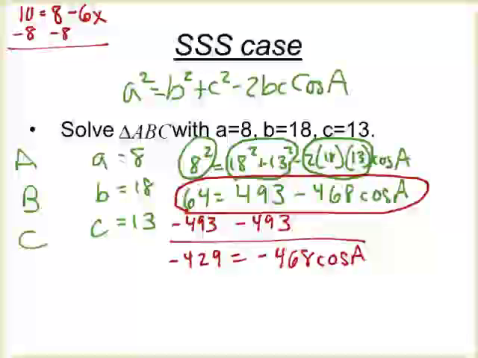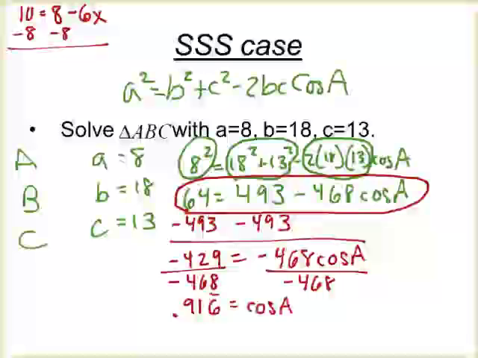What should I do next in solving the question? Divide by negative 468. So I get 0.916 repeating is the cosine of A. And how do I find out what A is? Second cosine. The inverse cosine of that decimal answer gives us about 23.5 or 24.